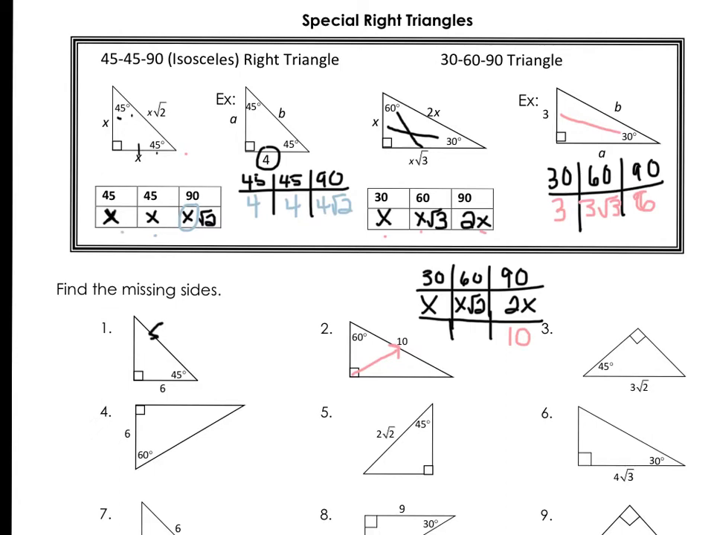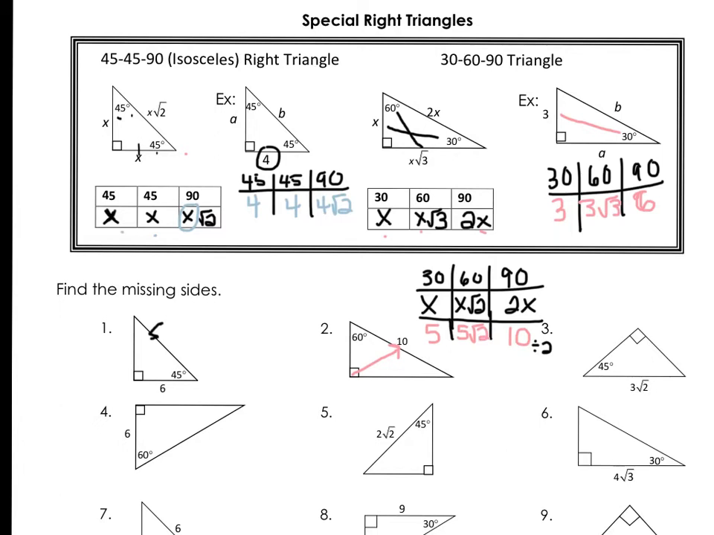So all we need to do to work backwards, since normally we would multiply by 2 to get x, we're going to go backwards and we're going to divide by 2. So 10 divided by 2 is 5. Now we know what x is. Now to move forward in the table, all we do is take that 5 and put a square root of 2 next to it.